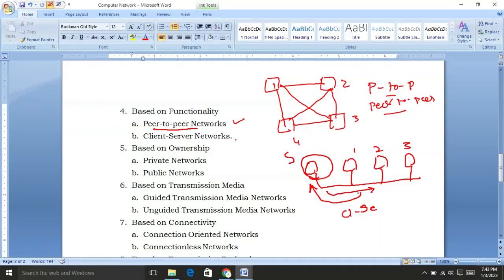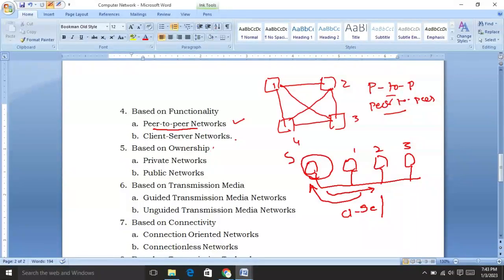Suppose you are children or students, and you request some money from your parents to buy books and for your needs. Like that, the remaining systems within the network depend upon the server for accessing and performing their operations.